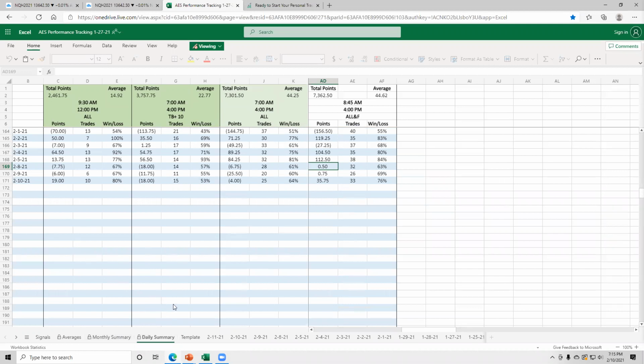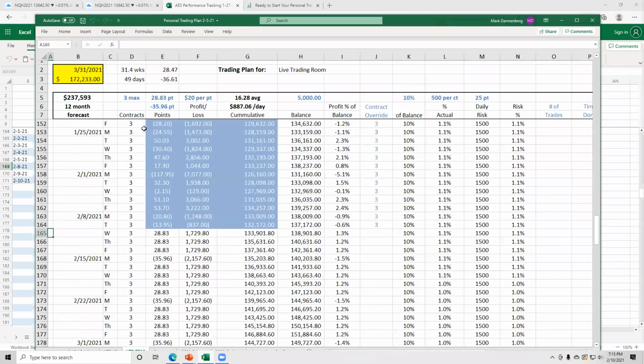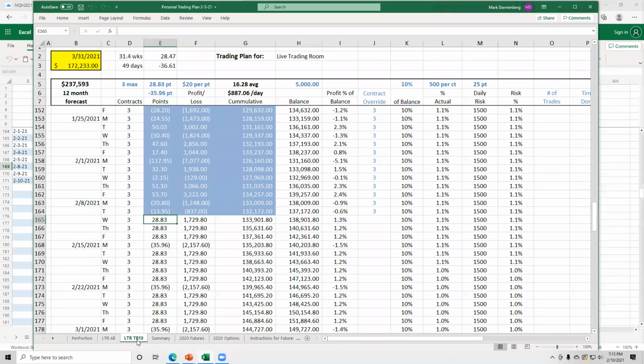Okay, so what I'm going to do now is pull up the personal trading plan. And this is what the personal trading plan looks like. Everything shaded in blue is our history. That's what has defined our run rate. Now, I'm going to log today's performance, and there are 2 categories here. This is the 7 to 4 trend bias and continuation signals. And this tab is the live trading room. This tab is the 9:30 to noon all signals.